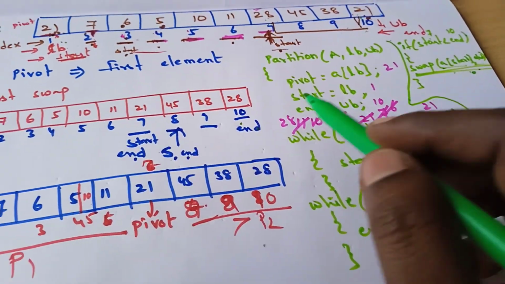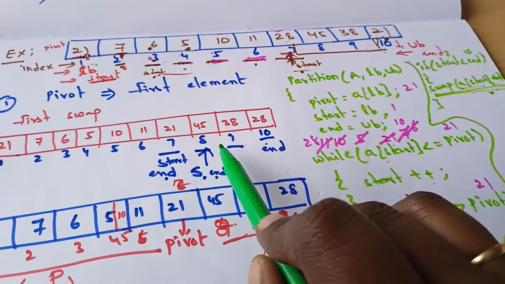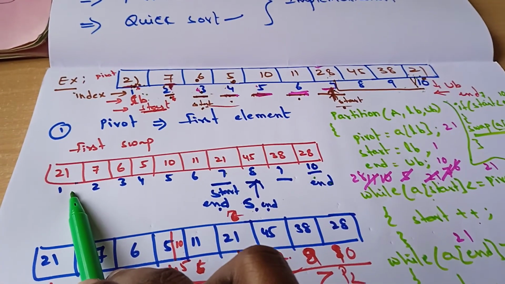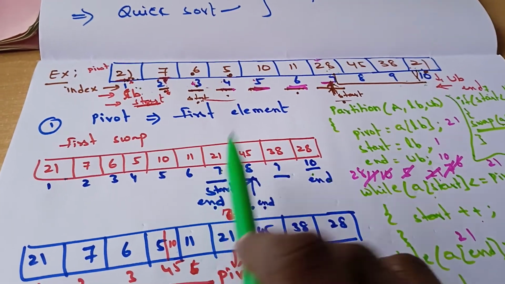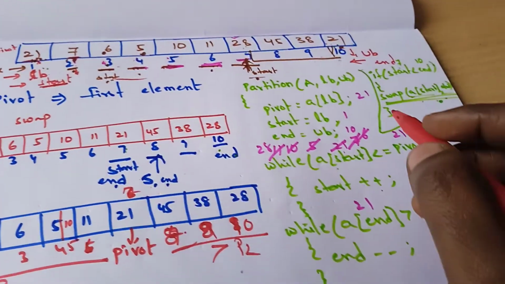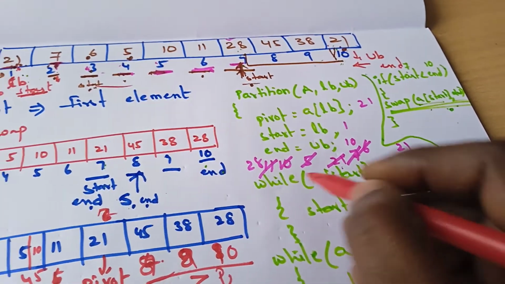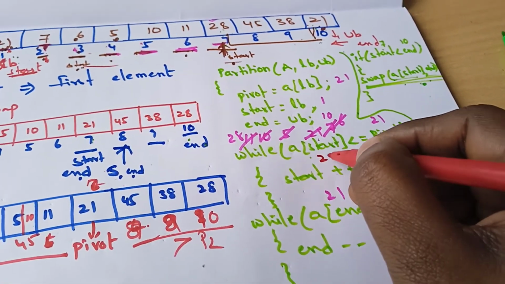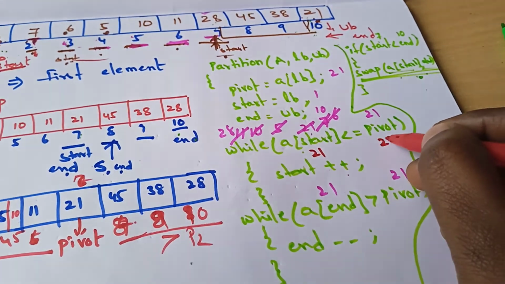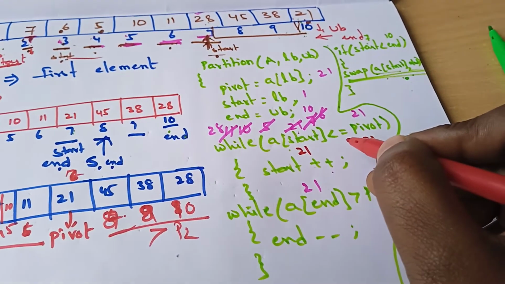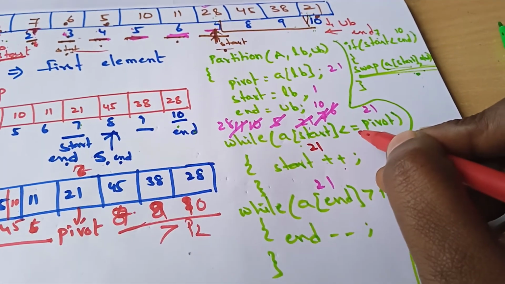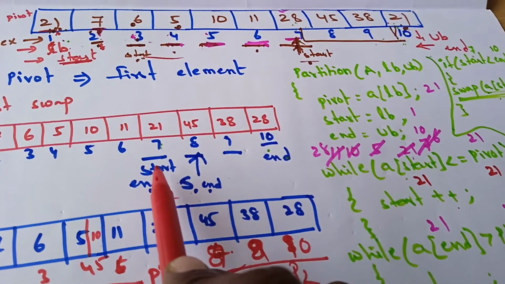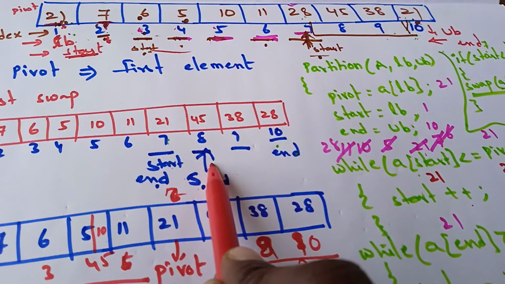Now this time we are at the 7th pointer. Now 21 at the 7th pointer, also 21. Again the step repeats, right? A of start is 21, pivot also 21. Less than or equal to pivot. It is equal. When it is equal, you will increase the start index. Now start index will be increased and will go here.